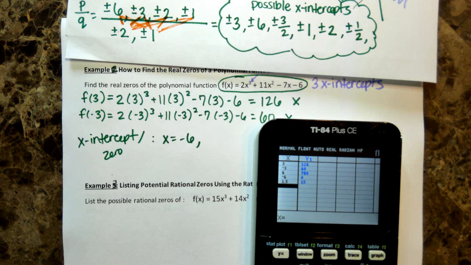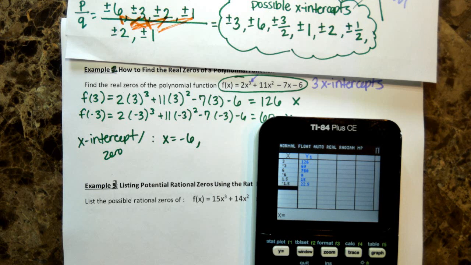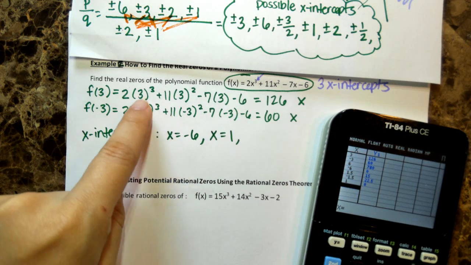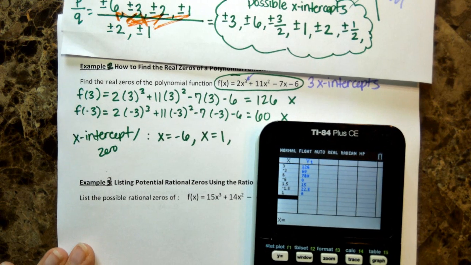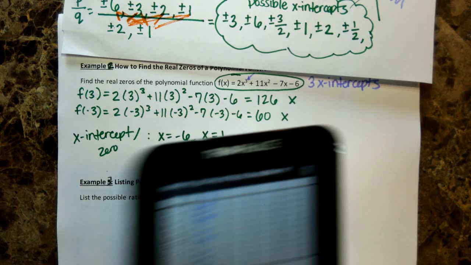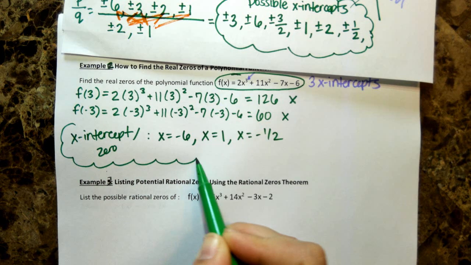Positive 3 halves gave me 15, which is not 0. Negative 3 halves, that's not 0. This is a much quicker method. I plugged in the number 1. I got 0, so I know 1 is also an x-intercept. It's a much quicker method than having to type in each one and plug in each one by hand. All right, negative 1, I got 10, that's not it. 2, nope. Negative 2, no. 1/2, no. And negative 1/2. There you go. Negative 1/2 also gave me a y value of 0. So there are our x-intercepts.